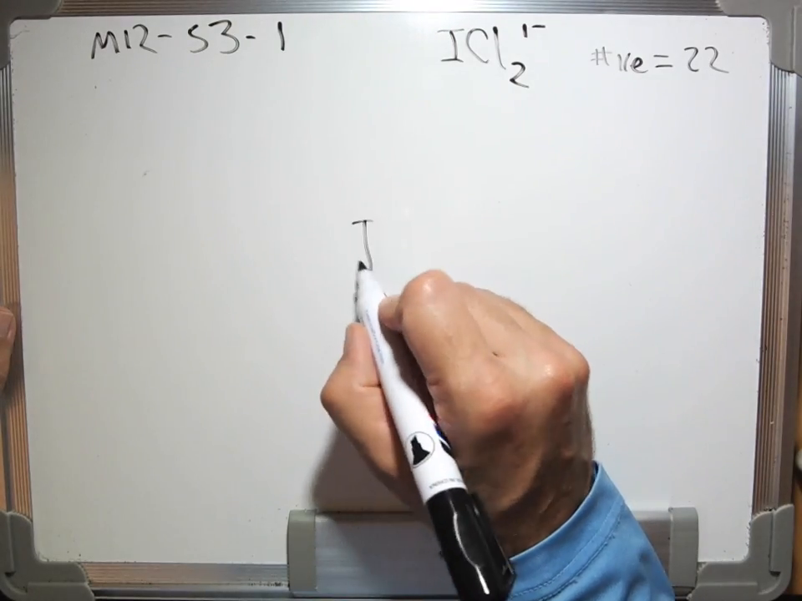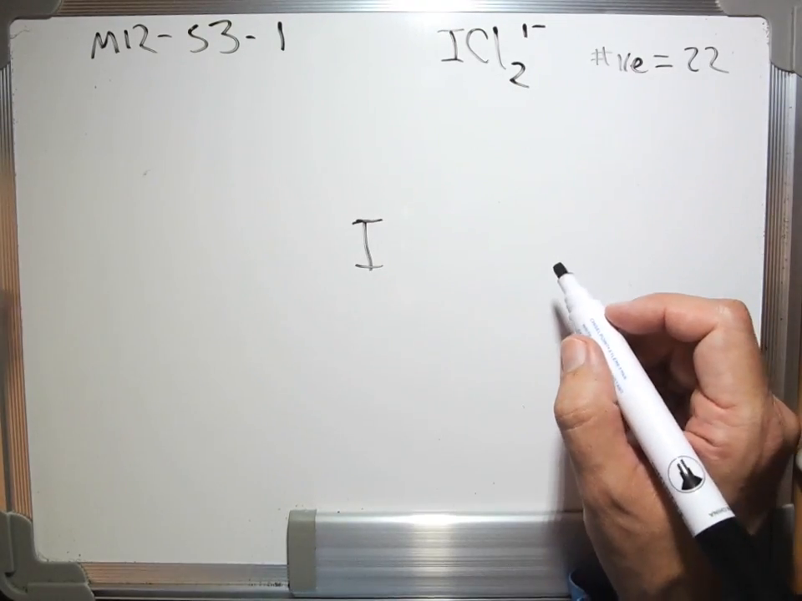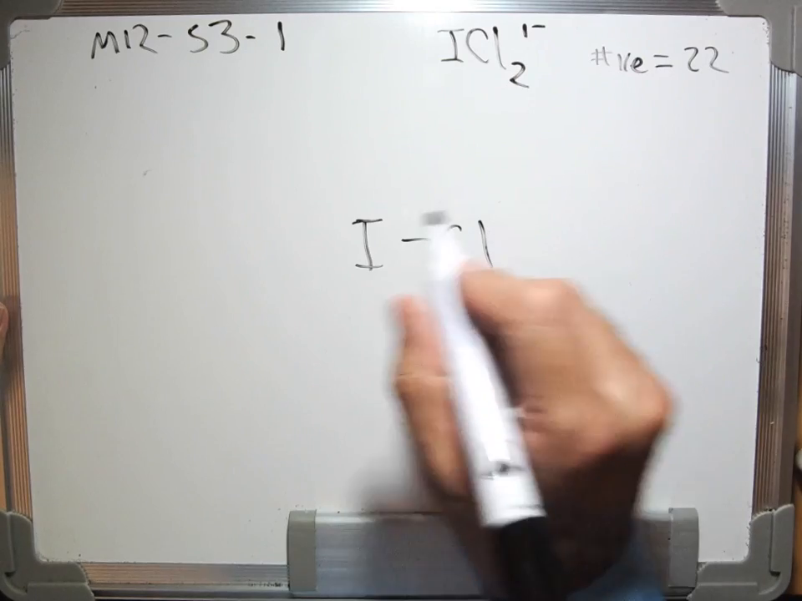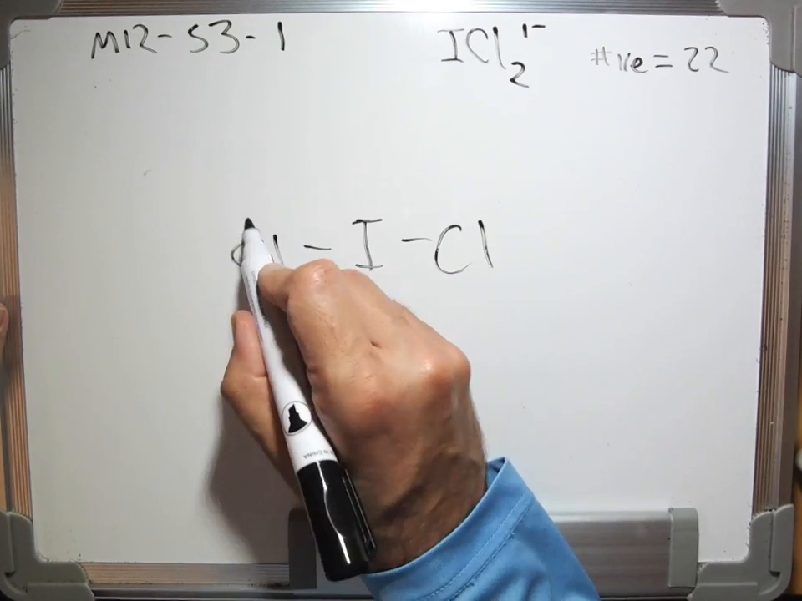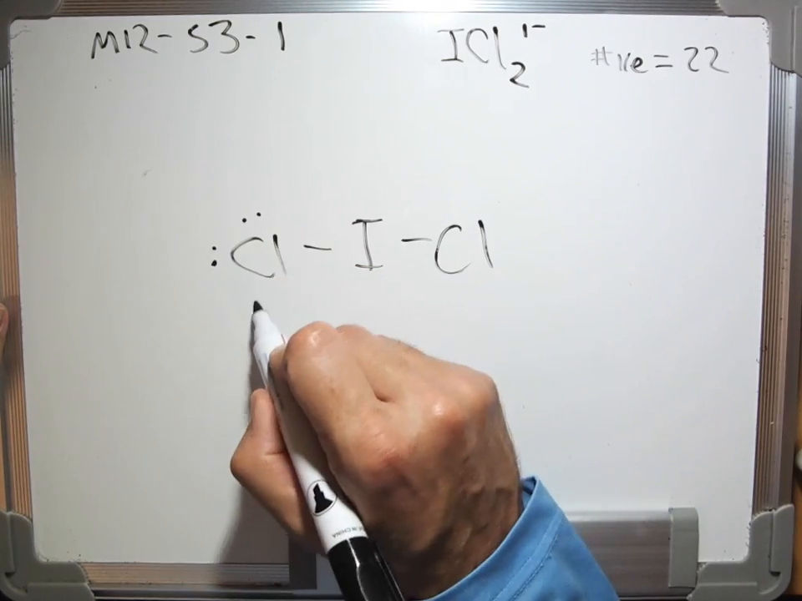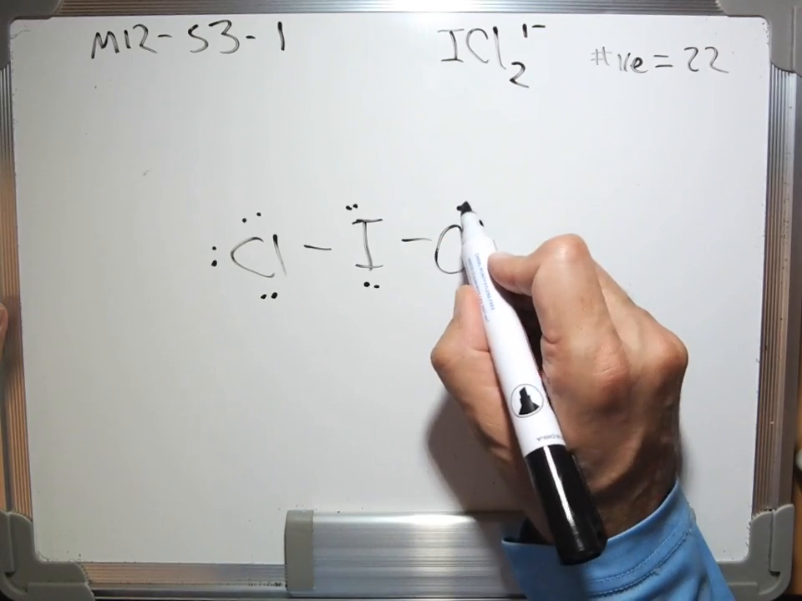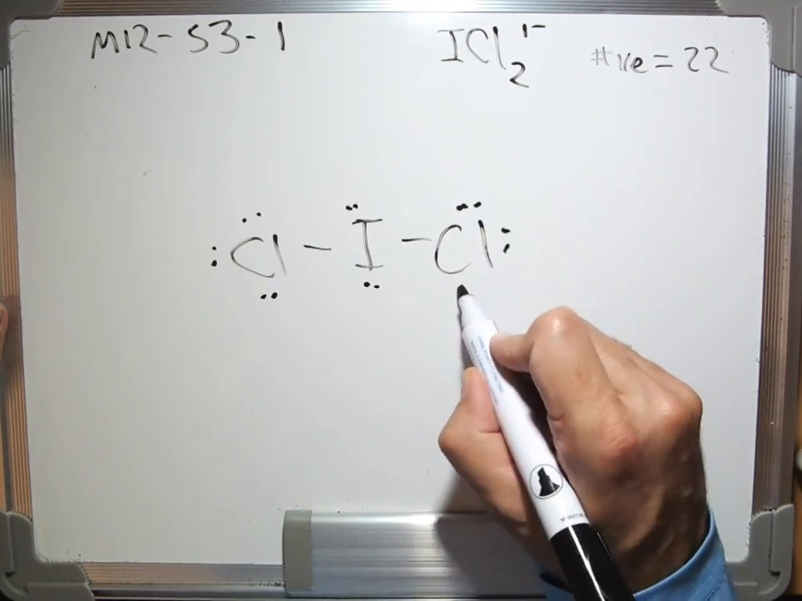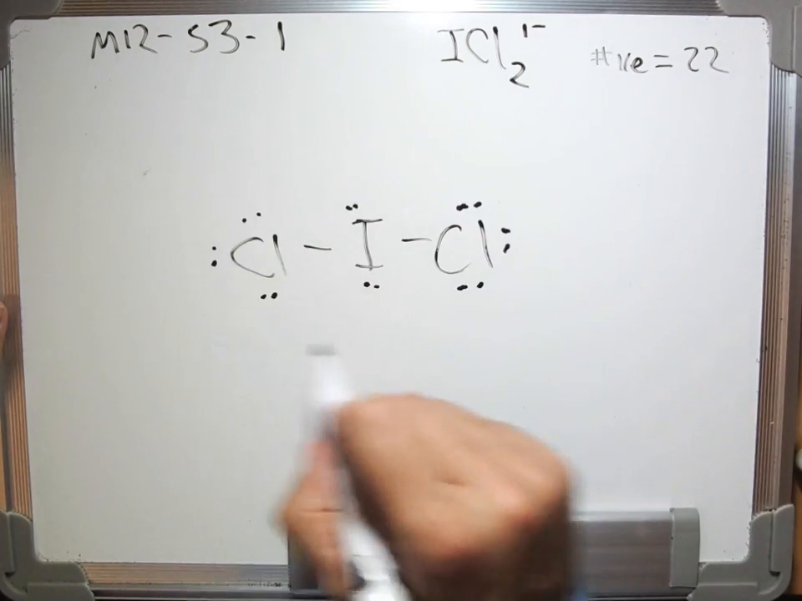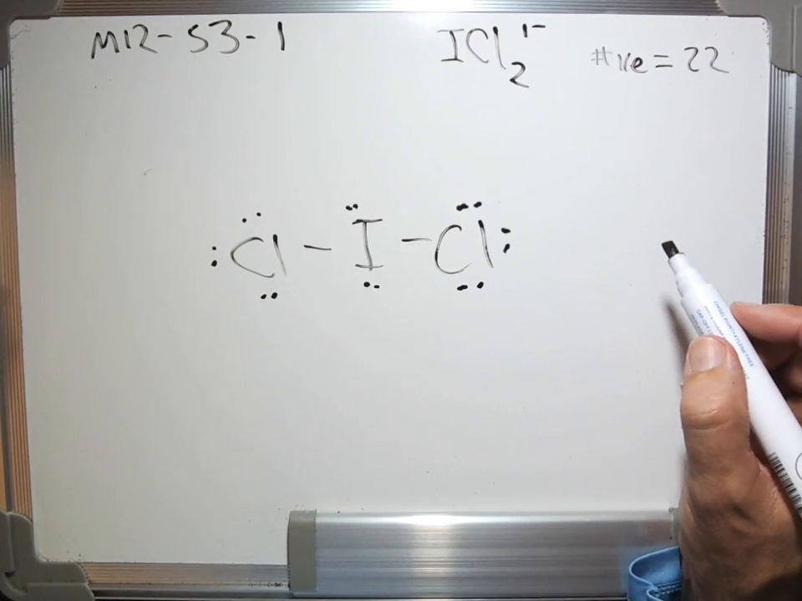We'll place the iodine, the least electronegative of the elements, in the center. We'll attach those adjacent chlorines. Give everything an octet that requires an octet. Here, everything would require that octet. Everything has its required octet. In doing the accounting, I have used 20 valence electrons.